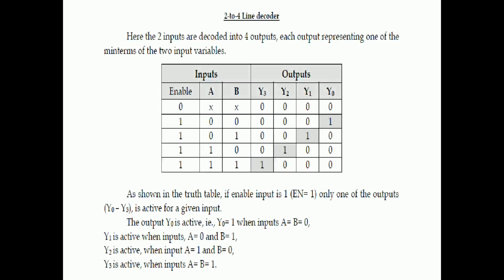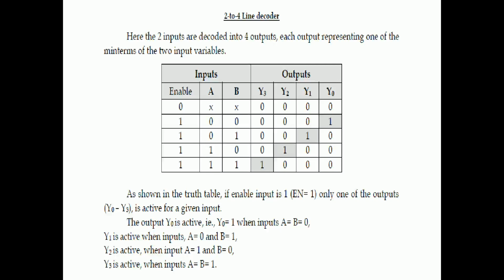So coming to this truth table here, as you can see, we have two inputs A, B, and we have four outputs Y0, Y1, Y2 and Y3 along with one enable, which is compulsory. So here, as you can see the statement, the two inputs are decoded into four outputs. Each output represents one of the minterms.